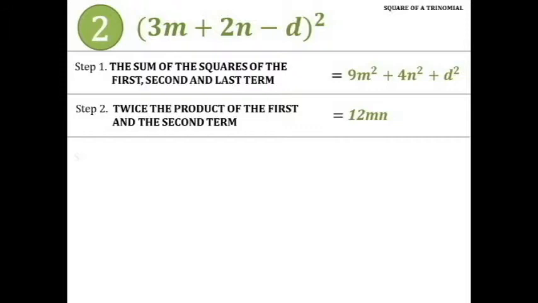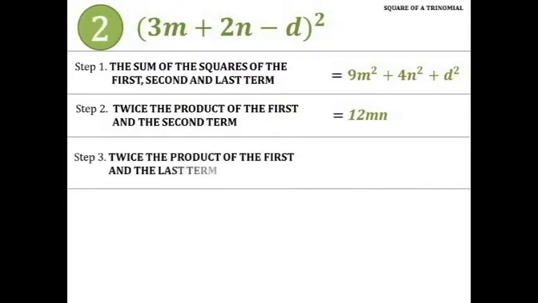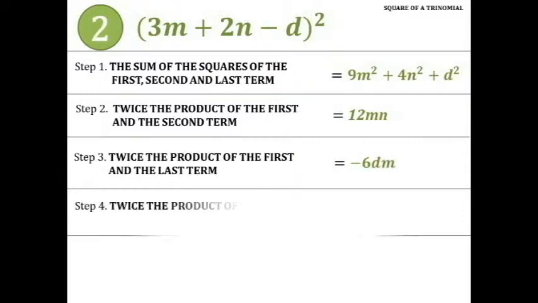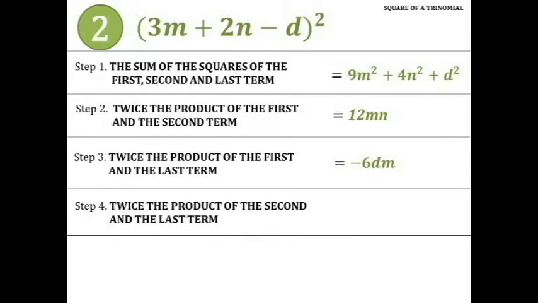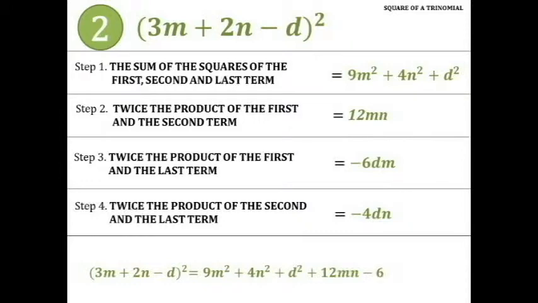The third step is to get twice the product of the first and the last term. We get negative 6dm. And finally, twice the product of the second and the last term. We get negative 4dn. So therefore, 3m plus 2n minus d quantity squared is equal to 9m squared plus 4n squared plus d squared plus 12mn minus 6dm minus 4dn.